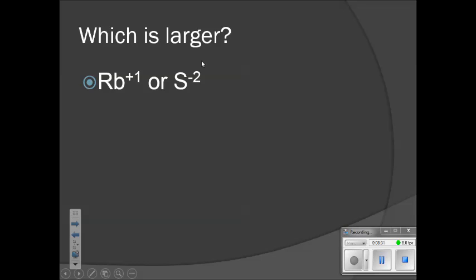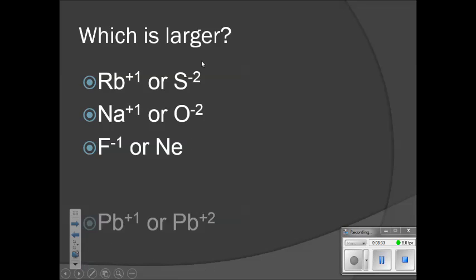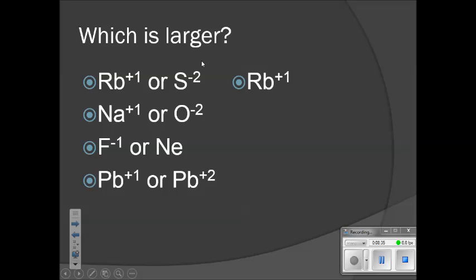I know that rubidium is going to end up being the larger one of those two because its valence electrons are on the 4th energy level. Okay, so that is the whole process that you're going to go through.